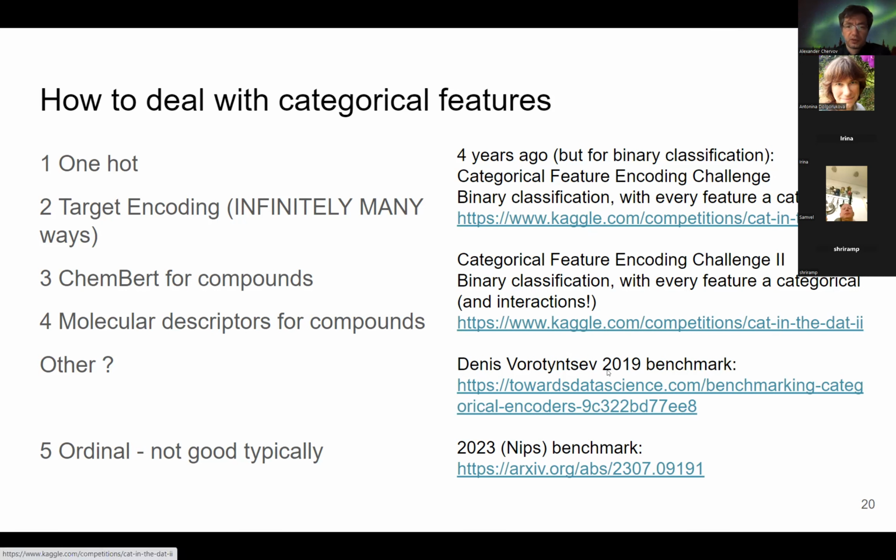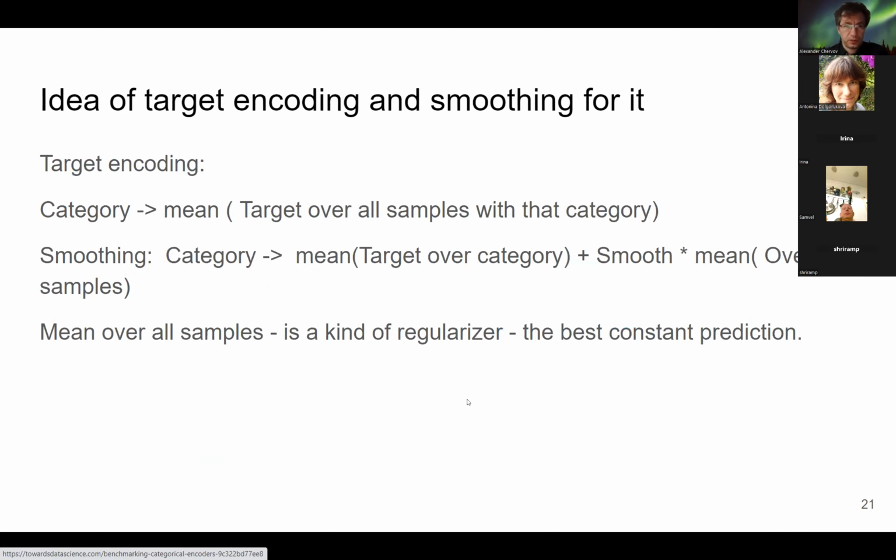So we can look at this data set. Also, there was a benchmark written in 2018-19 by Denis Vorotyntsev. It's a quite useful and well-known paper. And there is another benchmark recently published in NeurIPS. Here are the links; everybody can look at that.